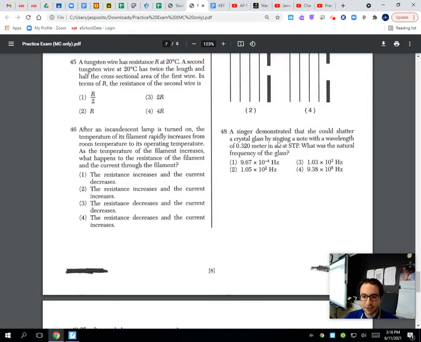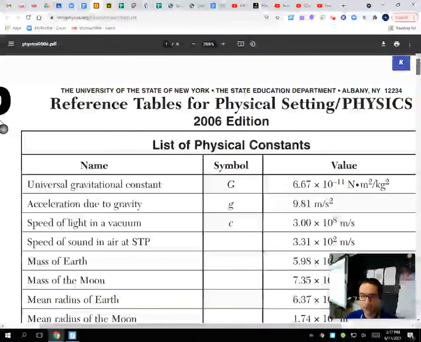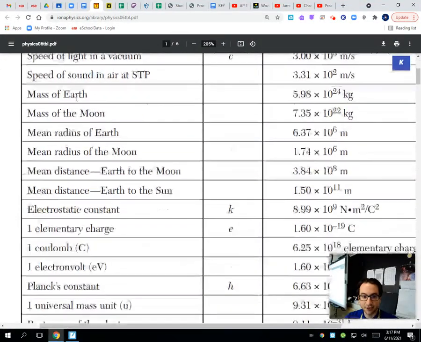Question 46 mentions a singer making a glass vibrate at a certain wavelength at STP. You may remember the phrase STP from chemistry. It stands for standard temperature and pressure. The only place we see that phrase on our tables is in the context of the speed of sound on the first page, right here.